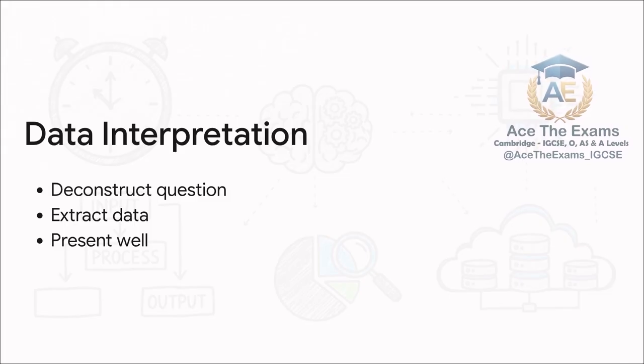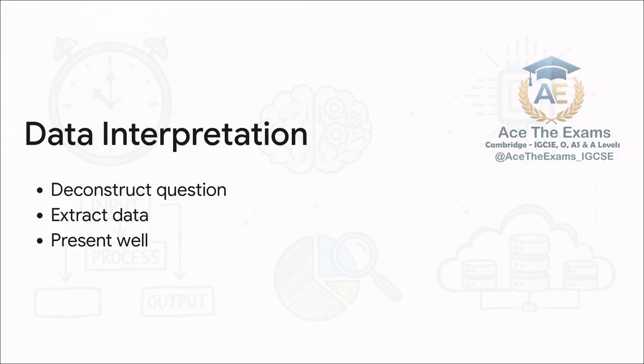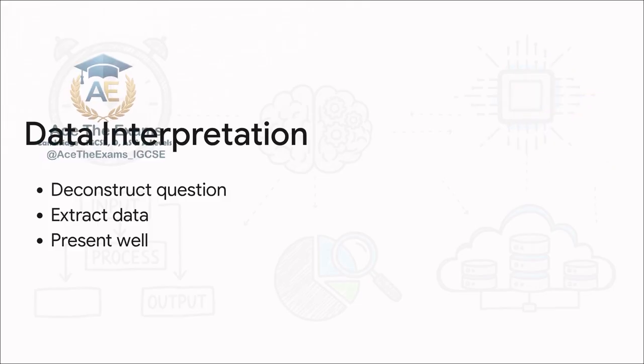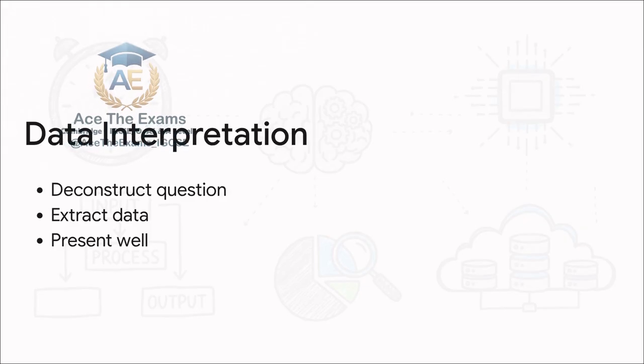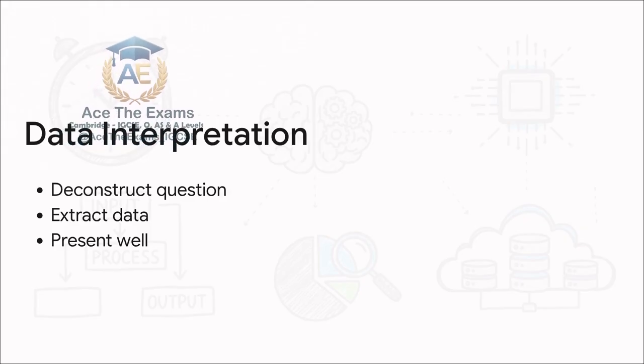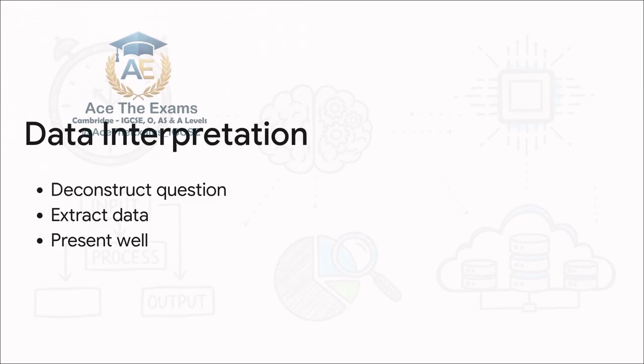Are they asking you to describe, or to evaluate, or to compare? Those words totally change what you write. Next, extract relevant data. If the question specifically gives you a preset humidity level of 60%, then that 60% number absolutely must appear in your written answer.